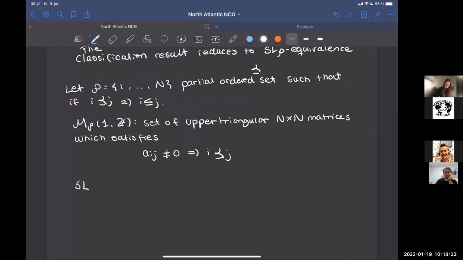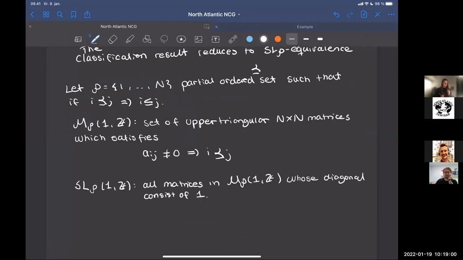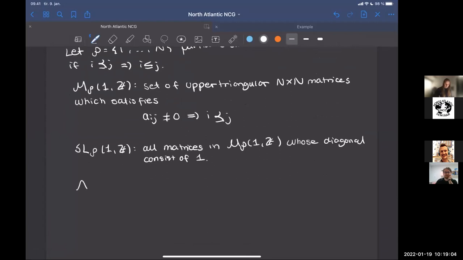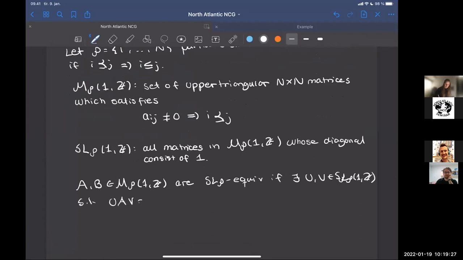Okay, then we have SLP of one set. I will explain in a minute why this one set shows up. These are all matrices inside MP of one set whose diagonal consists of ones. And then we say that if we have two matrices A and B in MP one set, then they are SLP equivalent if there exist a U and V inside this SLP one set such that UAV equals B.